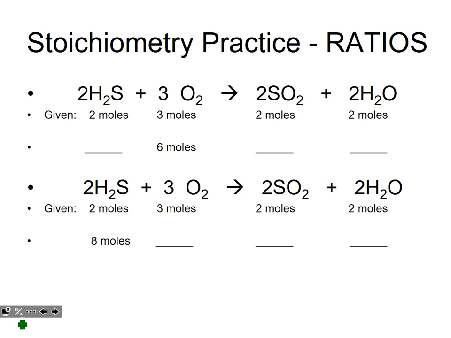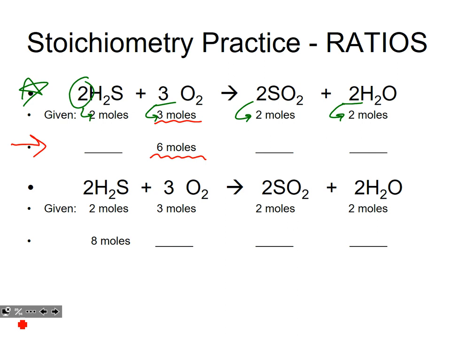So given this reaction right here, 2H2S plus 3O2 goes to 2SO2 plus 2H2O. This is the reaction that we're starting with. The 2 out in front means 2 moles. So 3 moles of O2, 2 moles of SO2, 2 moles of H2O. Well, what if we started with 6 moles of oxygen instead of starting with 3 moles? We want to fill in the rest of these lines. How many moles of these other things are we going to have if we're starting with 6 moles of O2?